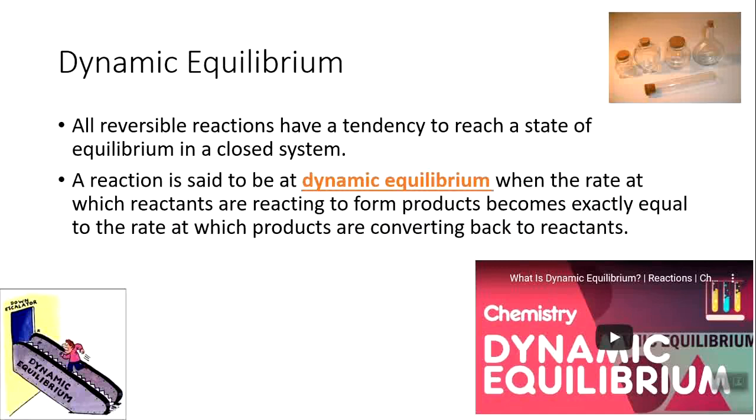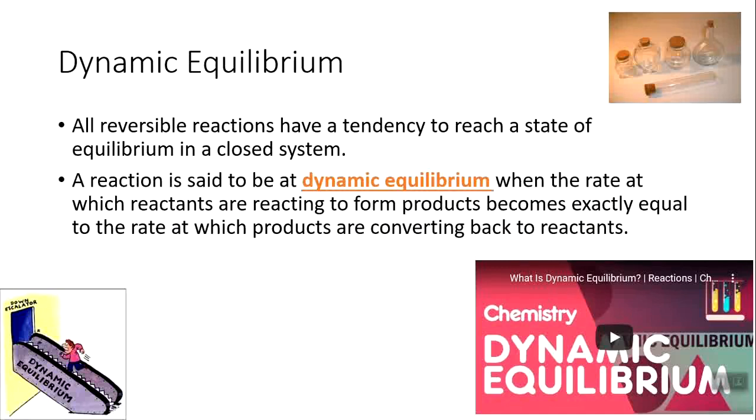For example, if you're boiling water, and the top is on the pot of water, that is a closed system. As you boil the water, it's going from liquid to gas, it's evaporating, but at the same time, it's going back from gas to liquid, so that's condensation. So that is also reaching dynamic equilibrium.